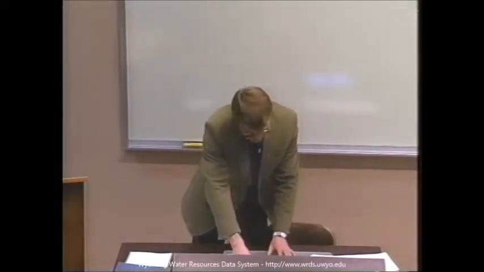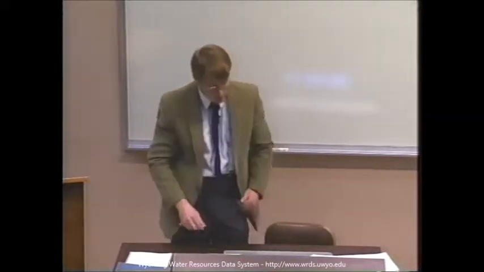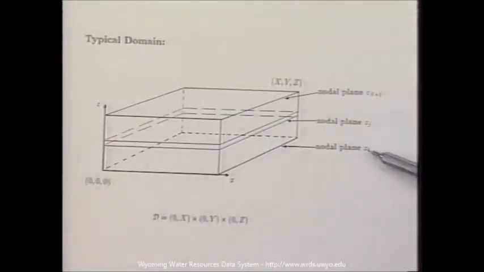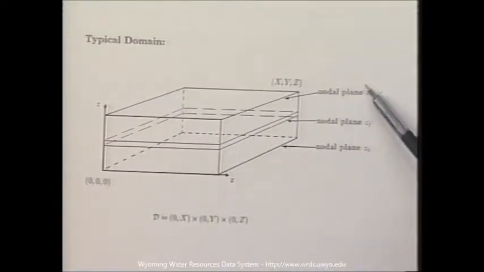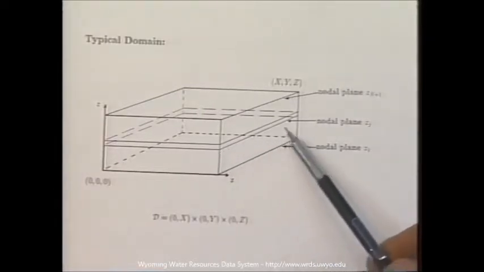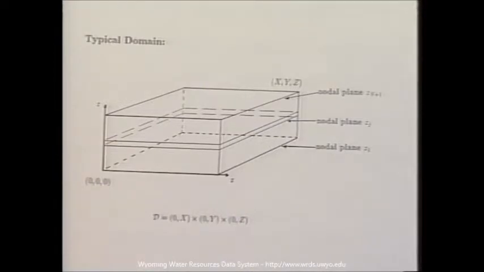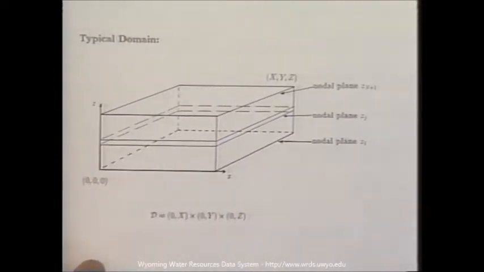A typical domain will be a finite domain. Here I've labeled the particular nodal planes. The bottom plane will be Z1. The top plane will be Z(n+1) if there are n layers. And a particular plane in the middle might be nodal plane Zj. It is finite in nature.